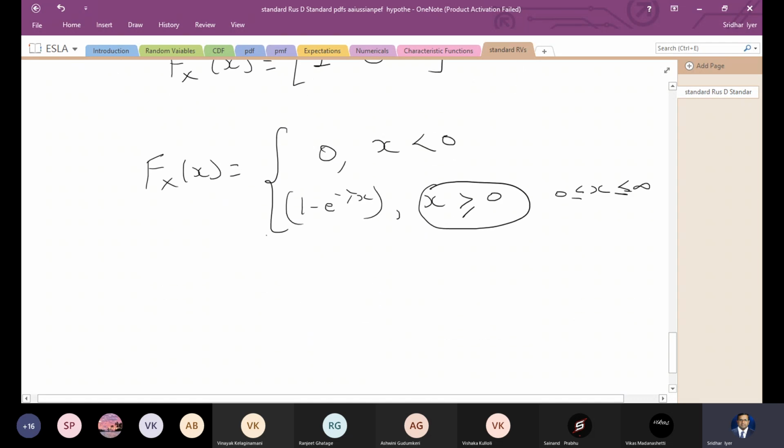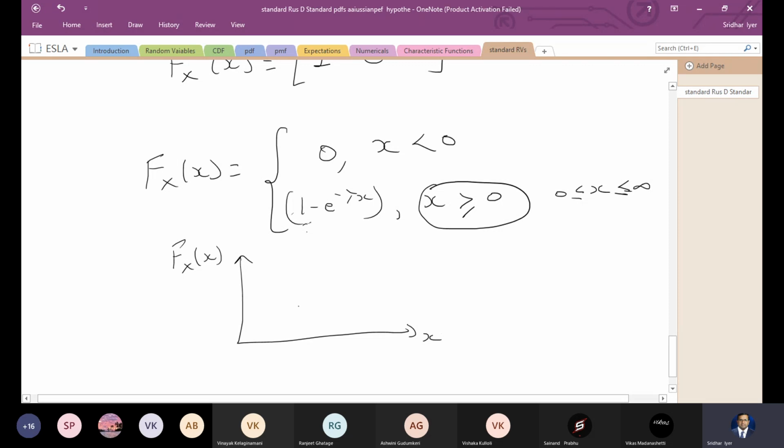So how will this CDF look like? It will be an increasing function. So let me draw that. You have fx of x on the y-axis, you have x on the x-axis.